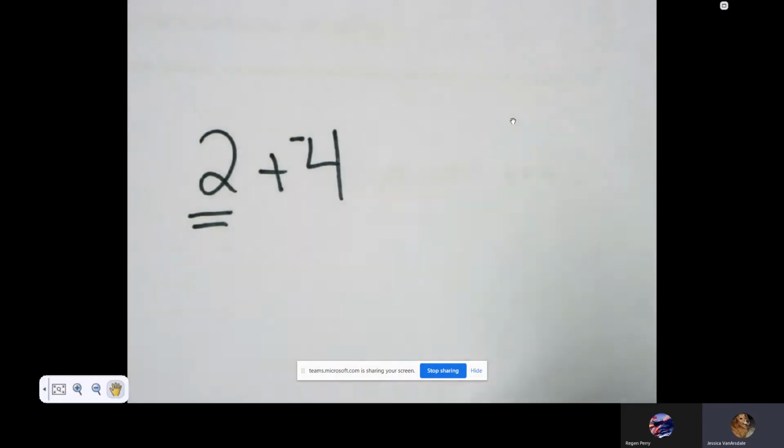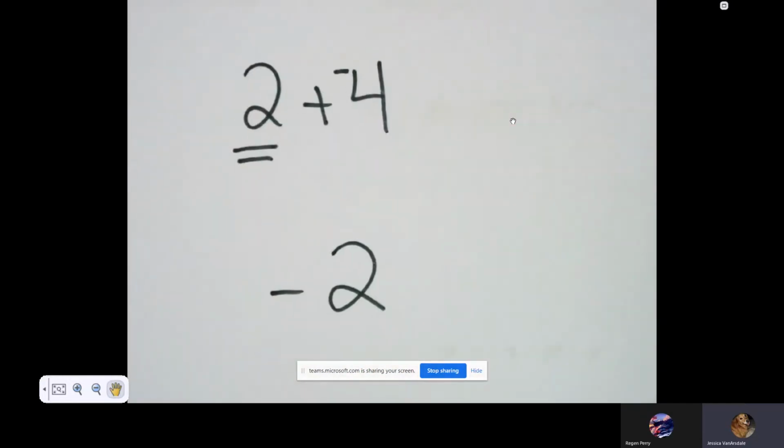Yeah, you still have the sheet probably. So then if you have opposite signs, you subtract. And you take the sign of the higher number. So your answer is -2. Those are the rules. And they're hard to remember. And we didn't get to practicing very much.